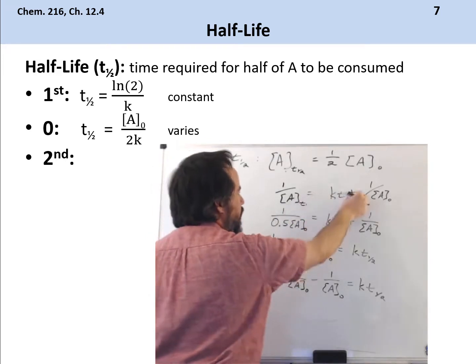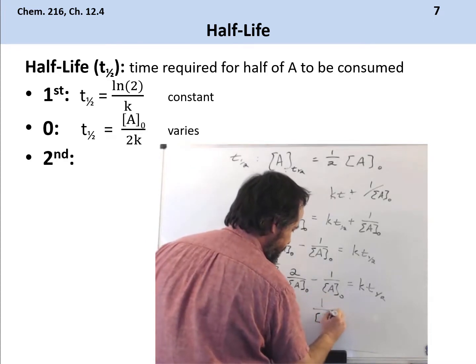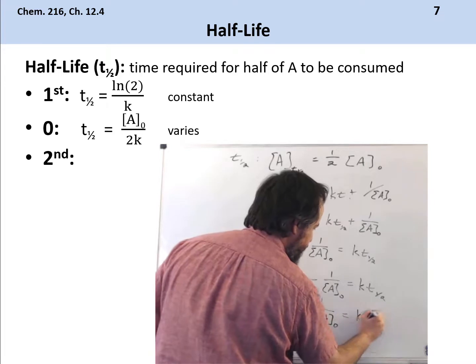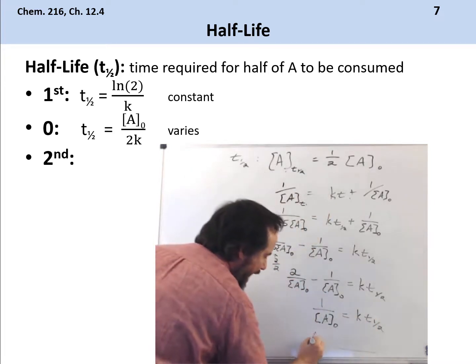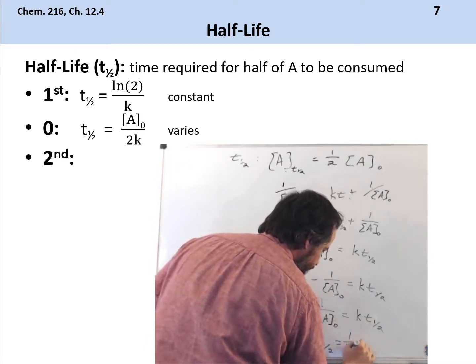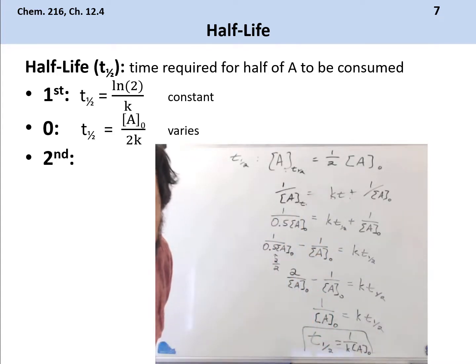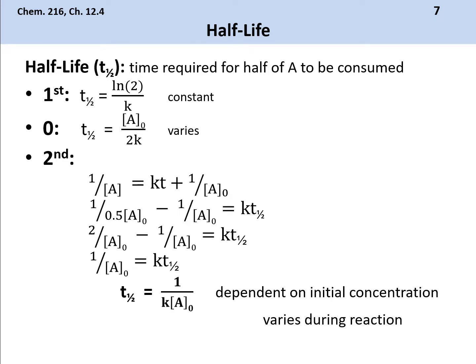Okay? And now I can go ahead and say this is 1 over A naught equals k t to the half, or my half-life is now 1 over k A naught. Okay. This is now on the screen. And now notice again that it includes my concentration. So what that means is that it's going to vary during a reaction, right? My half-life's not going to be constant.